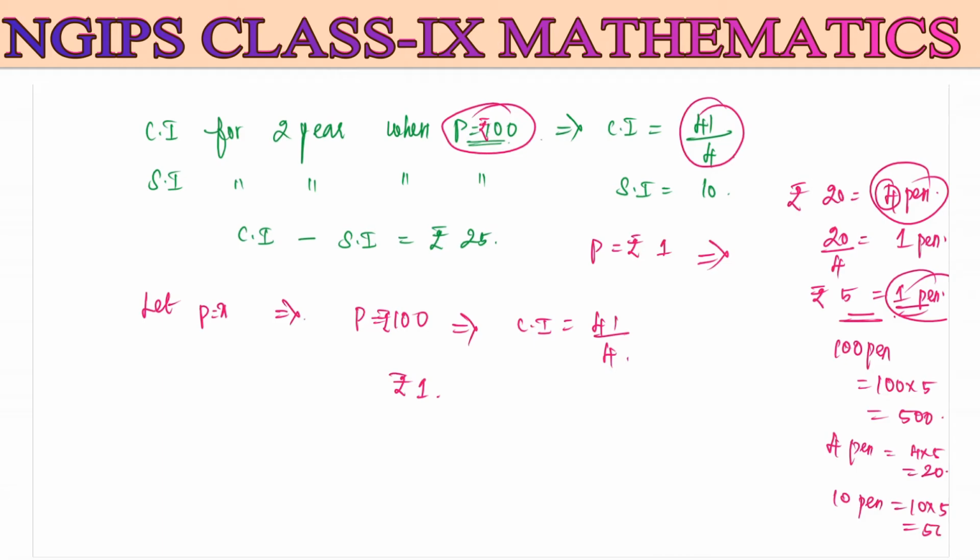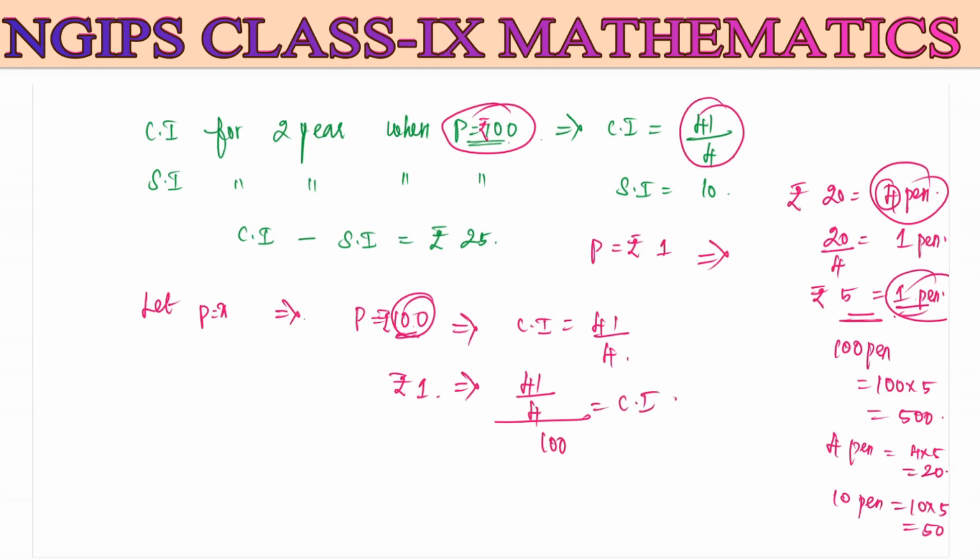So this is how, once you find each pen cost, it will be easy if they ask the cost for any number of pens. Here also, I am going to find out for 1 rupee. For 1 rupee, what is the compound interest you are going to get? You just need to divide by 100. So here 41 divided by 4 and divided by 100. So this is going to be the compound interest.